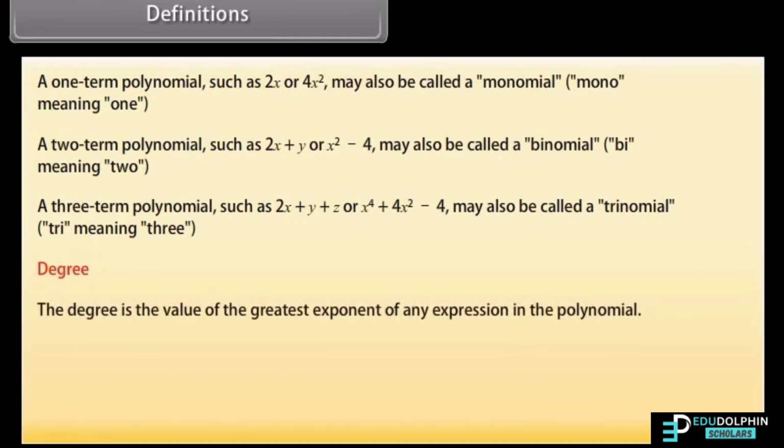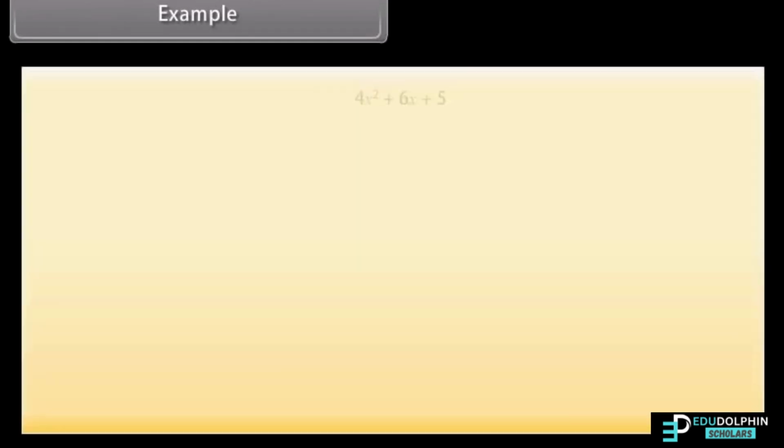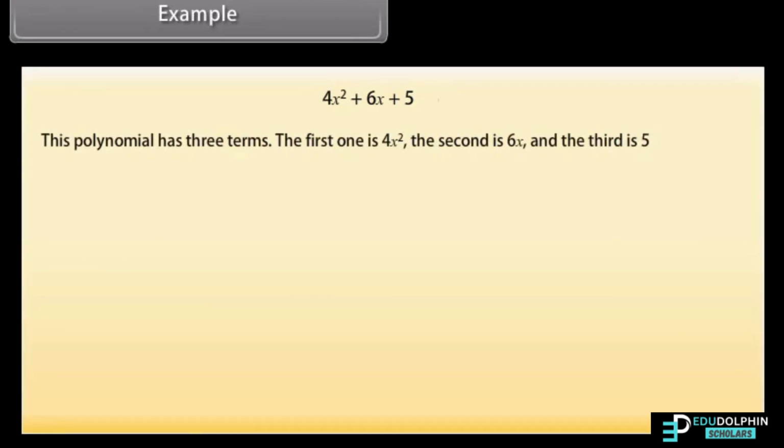Degree. The degree is the value of the greatest exponent of any expression in the polynomial. To find the degree, all that you have to do is to find the largest exponent in the polynomial. Example. 4x square plus 6x plus 5. This polynomial has 3 terms. The first one is 4x square, the second is 6x, and the third is 5.